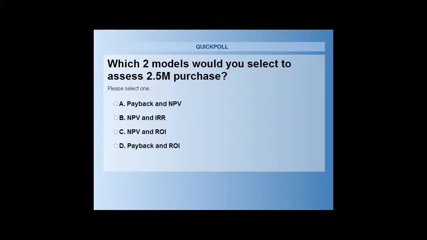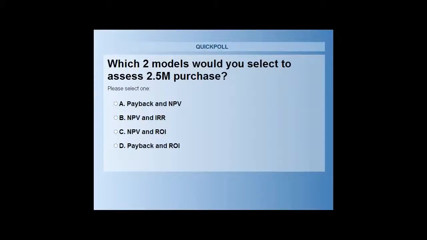And we have kind of a mixed bag again here. Looks like everyone's voted and they don't all agree. So this will be interesting. We have it split. We have about 20% that say payback and NPV. We have about 25% that say NPV and IRR. We have about 15% that say C, NPV and ROI. And then we have the remaining say payback and return on investment.